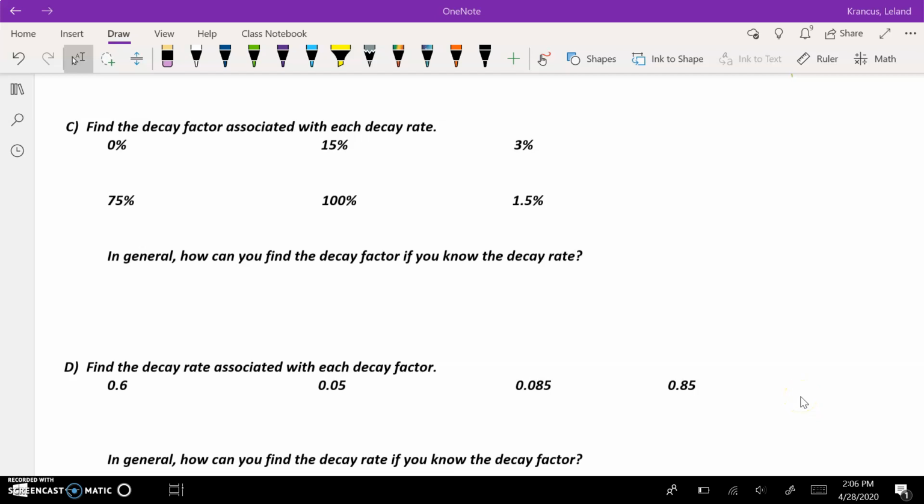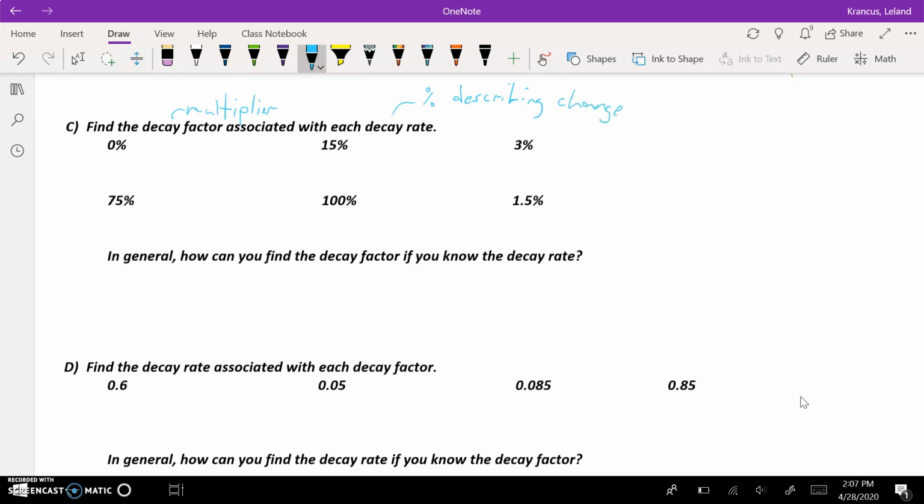In this last set of practice problems, just like in the previous extension, we want to go between a decay factor and a decay rate. So remember, a decay factor, that's the multiplier that goes into an exponential equation, and the decay rate is the percent that describes how that value is changing, often over time.